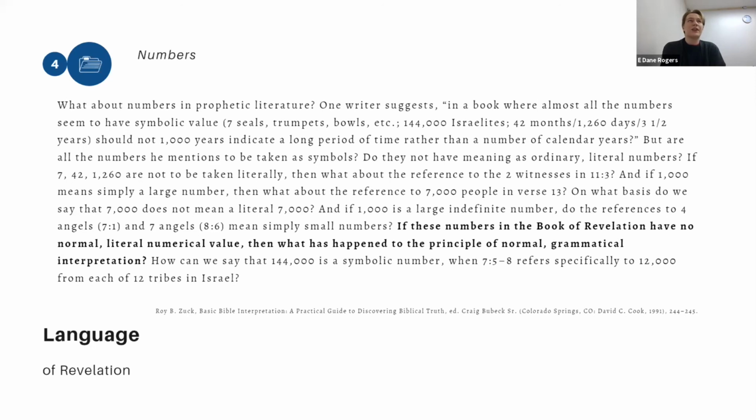If 7, 42, and 1,260 are not to be taken literally, then what about the reference to 2 witnesses in Revelation 11:3? And if 1,000 means simply a large number, then what about the reference to 7,000 people in verse 13? On what basis do we say that 7,000 does not mean a literal 7,000? And if 1,000 is a large indefinite number, do the references to 4 angels and 7 angels mean simply small numbers? If these numbers in the book of Revelation have no normal literal numerical value, then what has happened to the principle of normal grammatical interpretation? How can we say that 144,000 is a symbolic number when in chapter 7, verses 5 through 8 refer specifically to 12,000 from each of the 12 tribes of Israel? So this is Roy Zuck's argument for why we should take 1,000 as a literal 1,000 years.